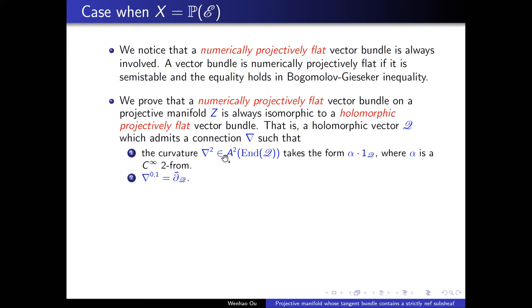So the curvature takes the form of a global two-form times the identity of the endomorphism. This condition defines the projectively flat connection. So this is the projectively flat condition. Secondly, I ask that this connection is compatible with the holomorphic structure on Q. So this is something we prove.